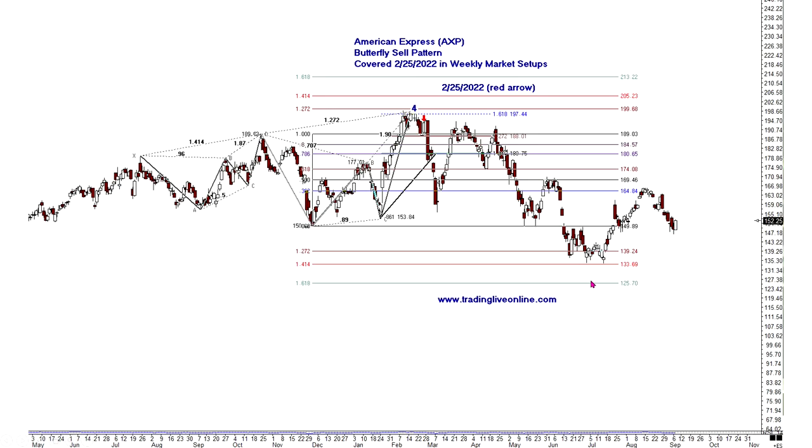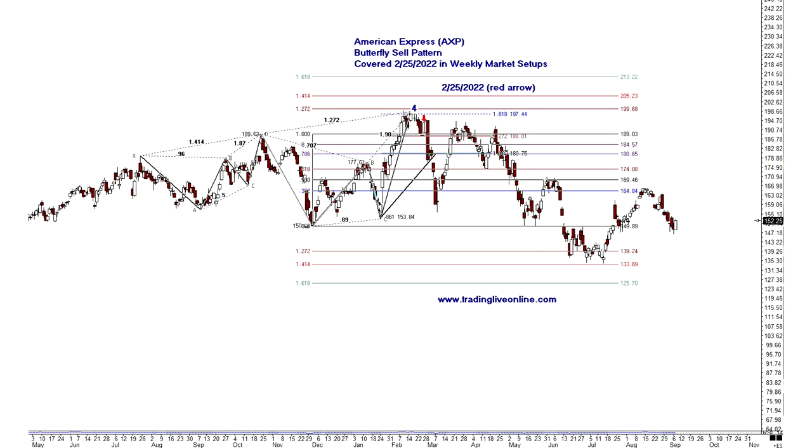So let's take a look at this American Express chart. And we see a succession of butterfly cell patterns. These are known as reversal patterns. They don't always reverse the first time, but when you start to see a succession of them, especially combined with some other tools, they can be foretelling an important market turn.